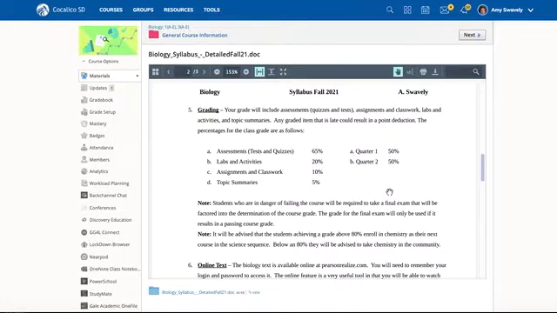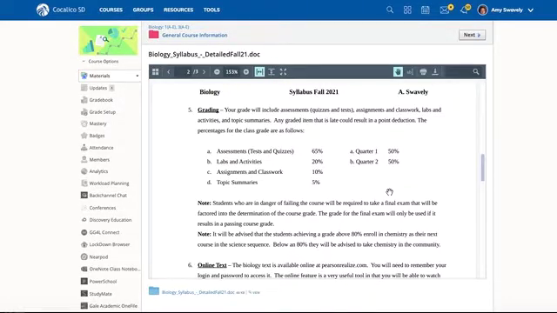Grading, I want to make sure I discuss grading because it is weighted. So tests and quizzes are 65% of their grade. Labs and activities are 20%. Assignments and classwork 10, and topic summaries are 5. The topic summaries come at the end of a unit, or in other words, right before a test.